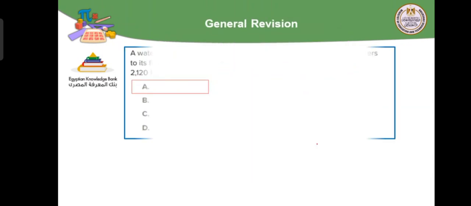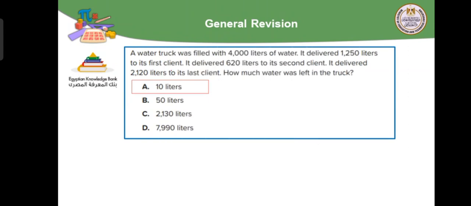Look, a water truck was filled with 4,000 liters. The answer is clear, but we explain it, okay? It delivered 1,250 liters to the first client. It delivered 620 liters to its second client, okay? It delivered 2,120 liters to its last client. How much water was left in the truck?